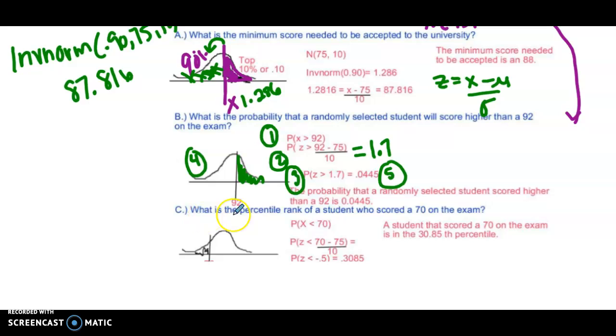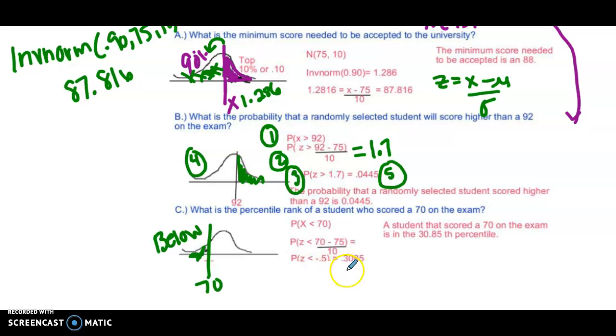All right, letter C says, what is the percentile rank of a student who scored 70 on the exam? Now remember, percentile rank is at that score or below. So if they scored a 70, what percent is below it? Now here's my probability statement: X is less than 70. Here's the work for my z-score.